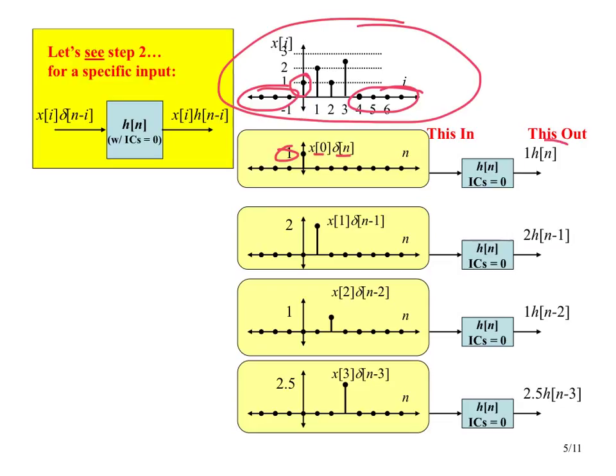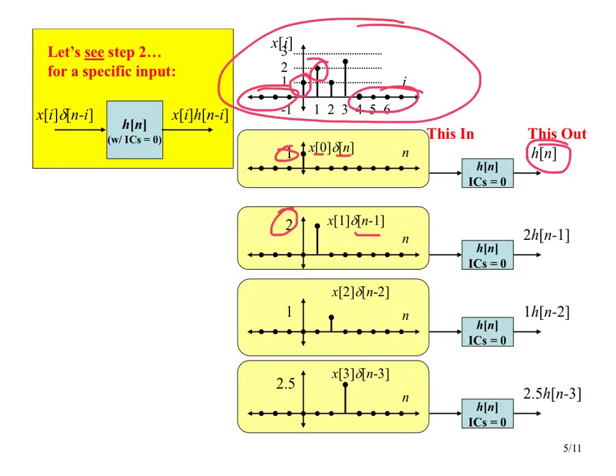So the thing that comes out is 1 times h of n. Now let's pick i equal to 2. We go up and grab x of 1, and so that number is 2. So we get 2 times delta of n minus 1. Since i is equal to 1, we're shifting this to delta of n minus 1.